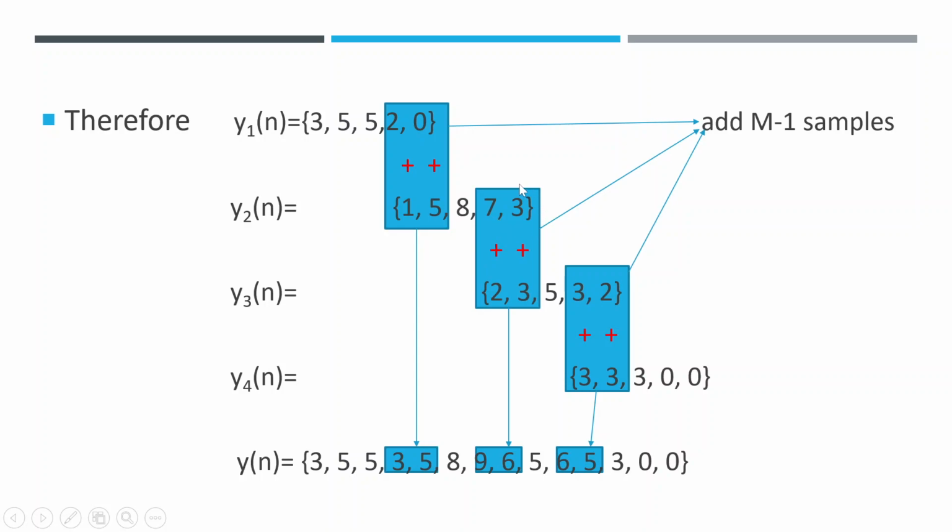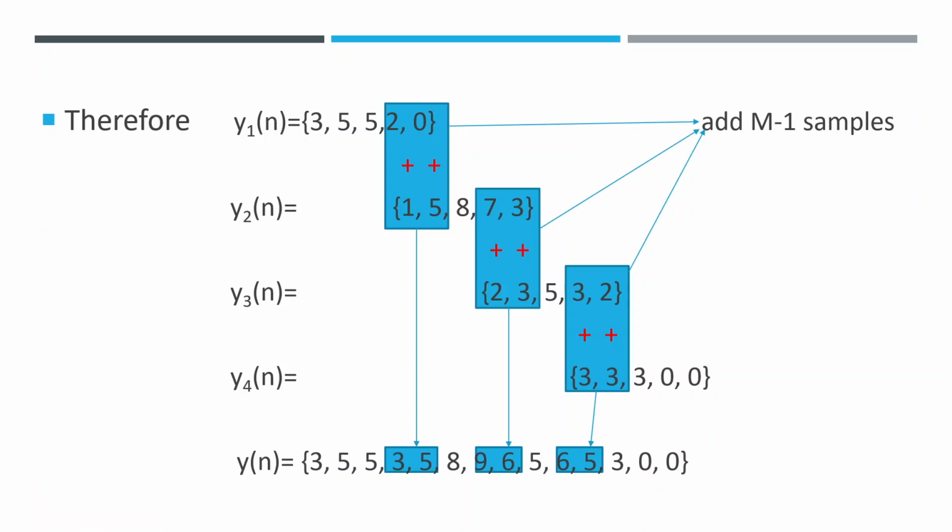Similarly, the last 2 samples of y2 of n and the first 2 samples of y3 of n overlap each other, and we have to add them, and we get 9, 6. So we write 9, 6 here, and we write 5 as it is. Similarly, we do this again. We get 6, 5, and we write these samples as they are. Here this is the output data sequence y of n.